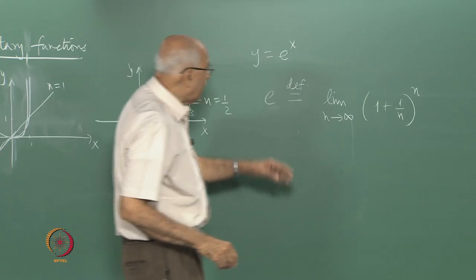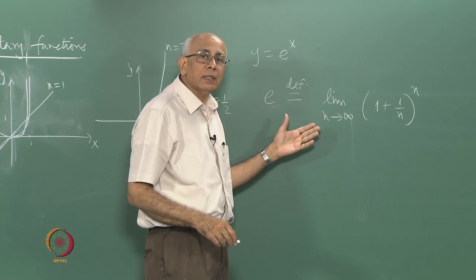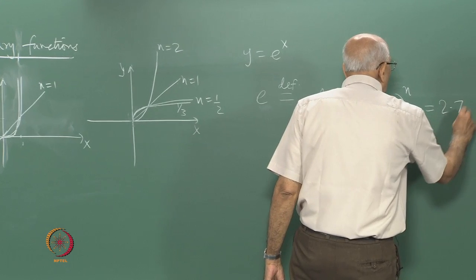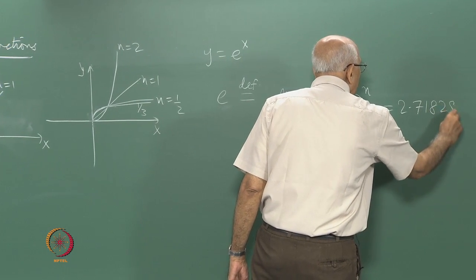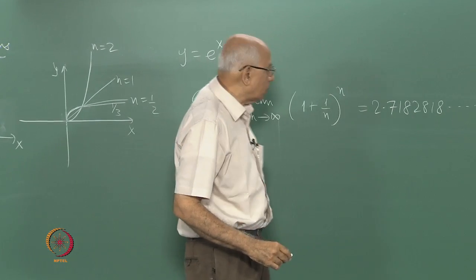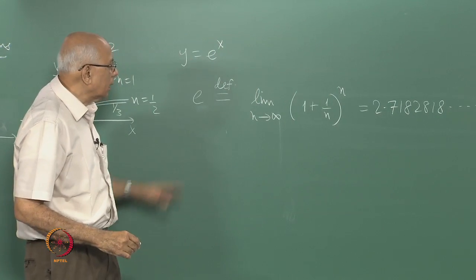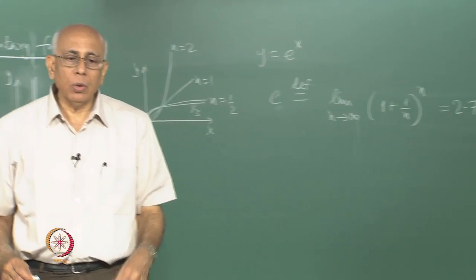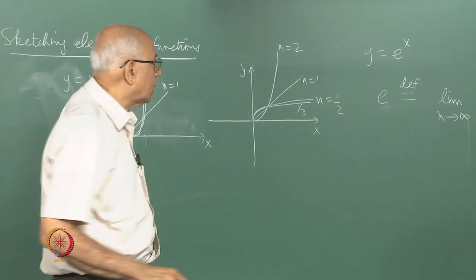Now it is a remarkable fact that this limit actually exists and is quite finite. In fact, its numerical value is 2.7182818, etc. It is a non-repeating decimal all the way to infinity, an infinite number of places. It is an irrational number. It is called a transcendental number. It is even more than irrational. It is a very special kind of irrational number.